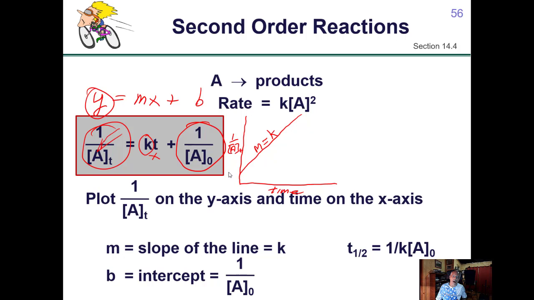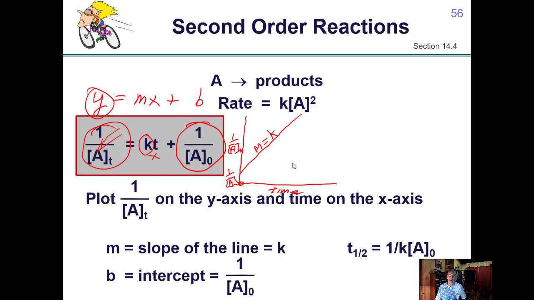The y-intercept is this guy right down here. This is 1 over the starting concentration, and it'll be a non-zero value. And then you have your slope, and then just the inverse of concentration at some time t. And you can use this to solve problems, and we're about to do that.